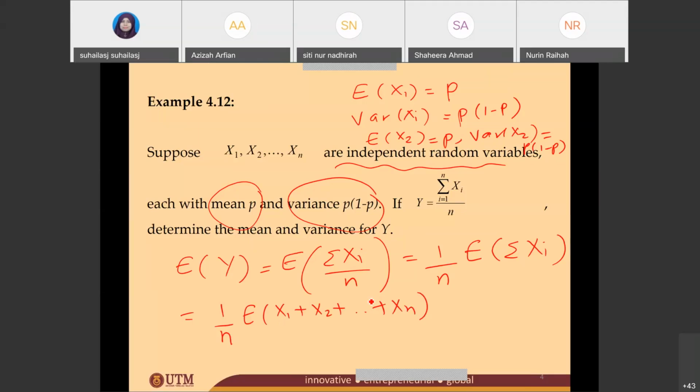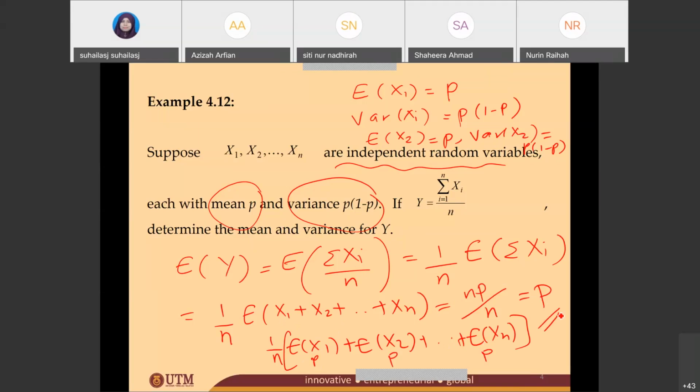Okay, setiap value tu kita follow balik dia punya properties of expected value. So you will have E[X1] plus E[X2] plus E[Xn]. Semua ni kita ada nilainya adalah P. Okay, E[X1] P, E[X2] pun P, ini pun P. So that means you have NP over N, which is your expected value of Y is equal to P. Okay, macam kamu provekan dalam sampling distribution.